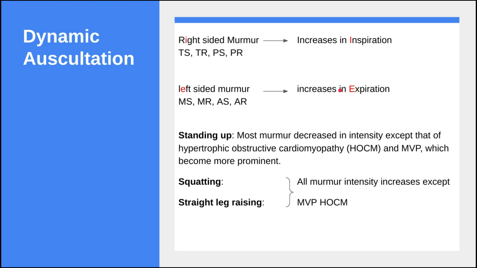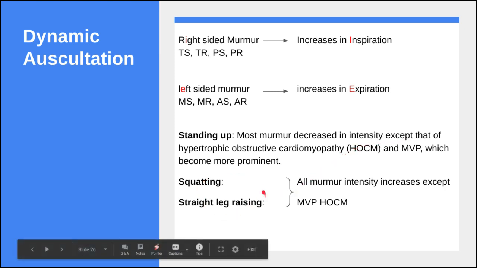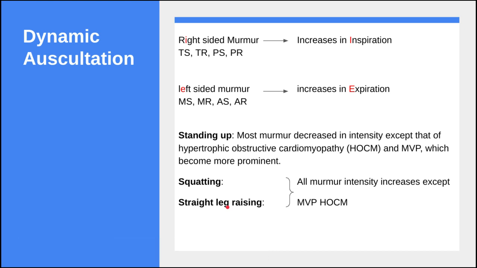Then standing up will decrease the venous return, and most murmurs will decrease in intensity except HOCM and mitral valve prolapse. Similarly, squatting and straight leg raising will increase venous return, so all murmur intensity will be increased except mitral valve prolapse and hypertrophic obstructive cardiomyopathy.